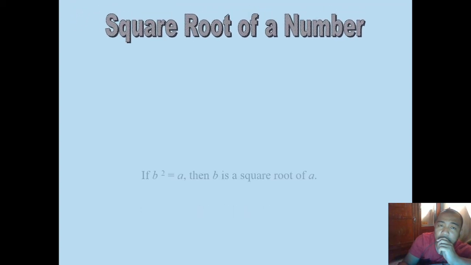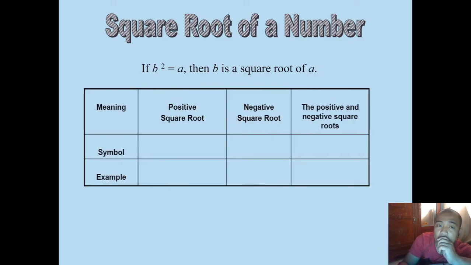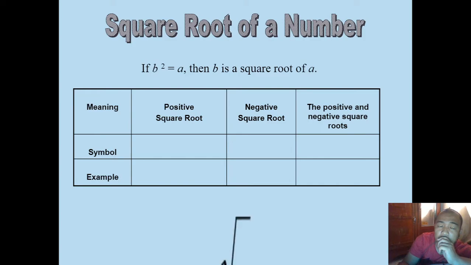What is the square root of a number? If b squared is equal to a, then b is the square root of a. So in symbol, we have here a radical sign. For example, square root of 9 is equal to 3. That is what we call the positive square root. How about the negative square root?